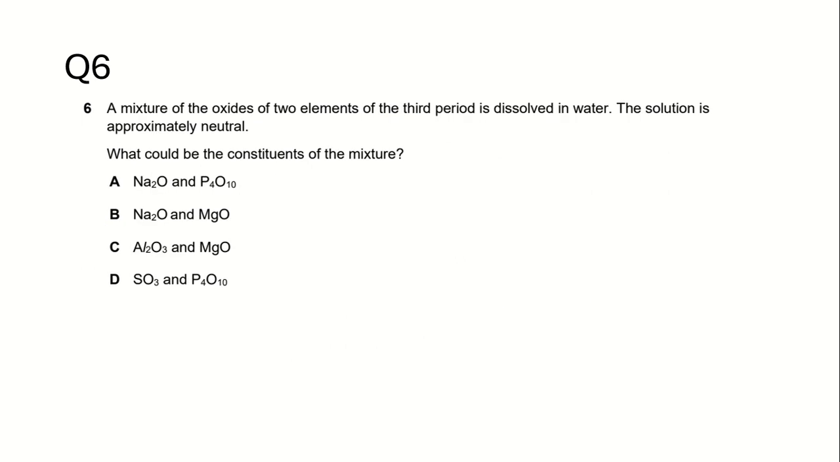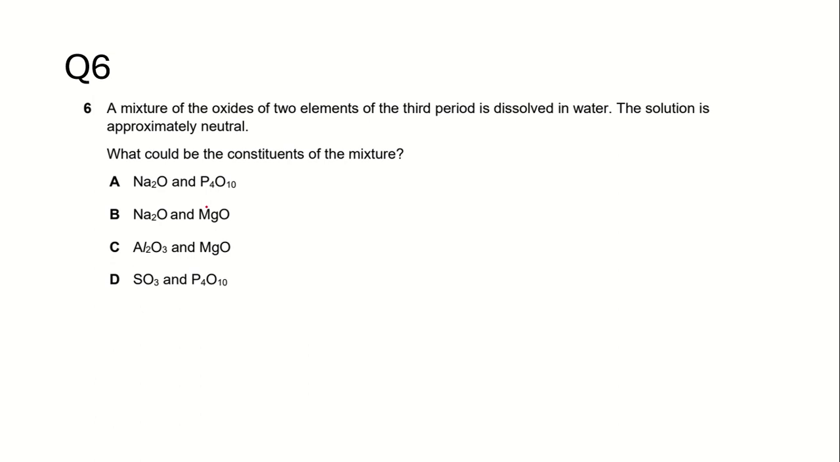Now let's look at question 6. Question 6 says that if you mix two oxides together, the solution is approximately neutral at pH 7. So how do we get a neutral solution from mixing two different oxides? One of them must be basic and the other one must be acidic, so neutralization can occur and the solution can become almost neutral.